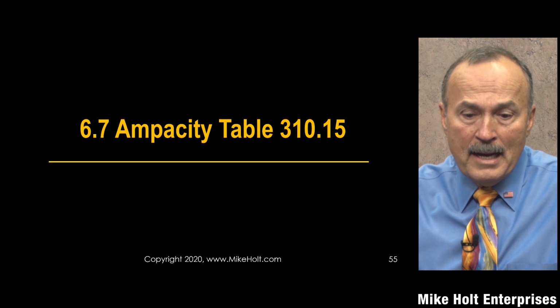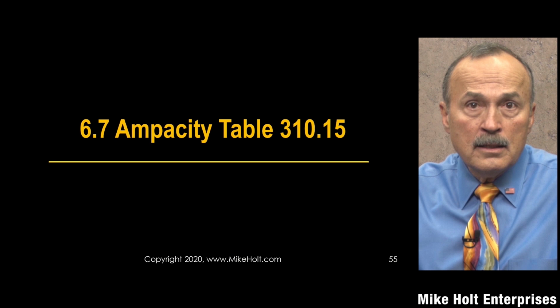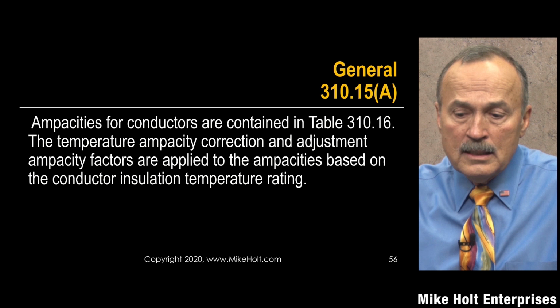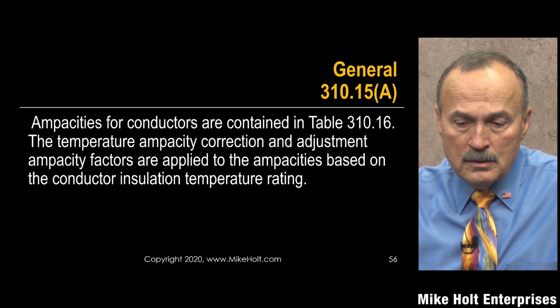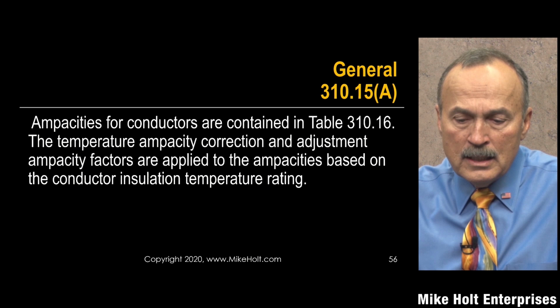Okay, now let's get into ampacities. 6.7, the ampacity tables. Ampacity of conductors is contained in Table 310.16. We okay with that? Yep. The temperature ampacity correction and the adjustment factors are applied to the ampacity based on the conductor insulation temperature rating.